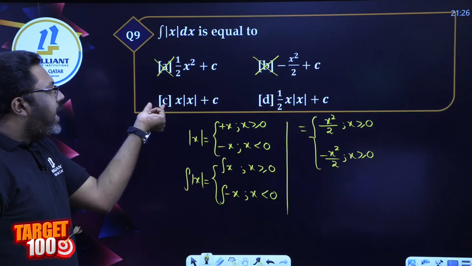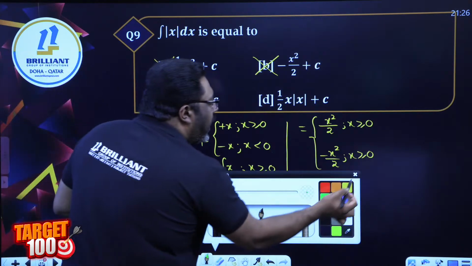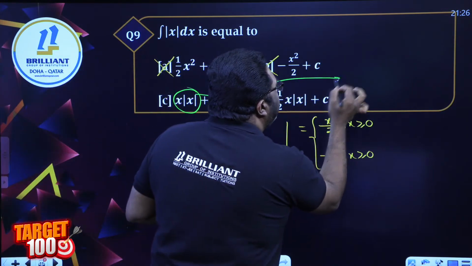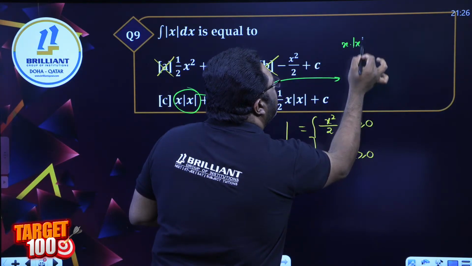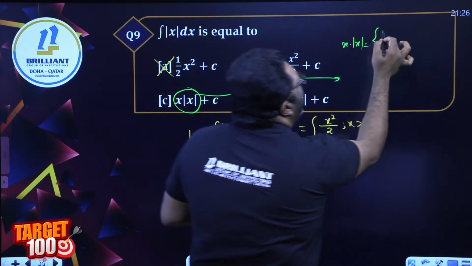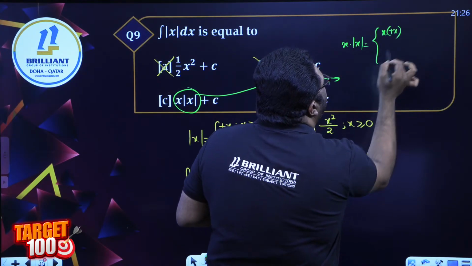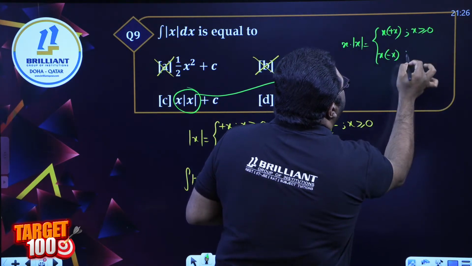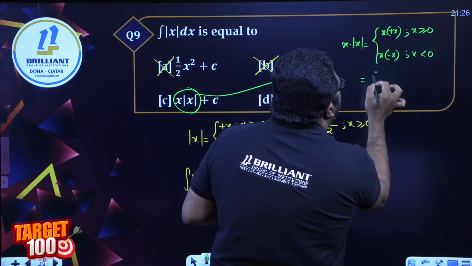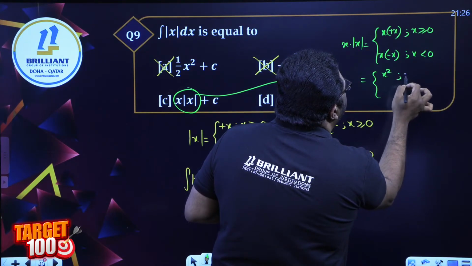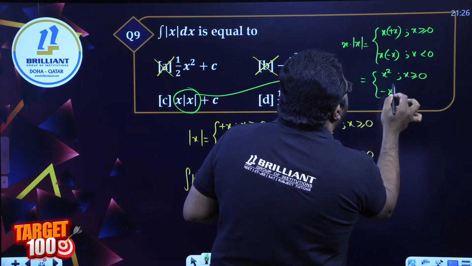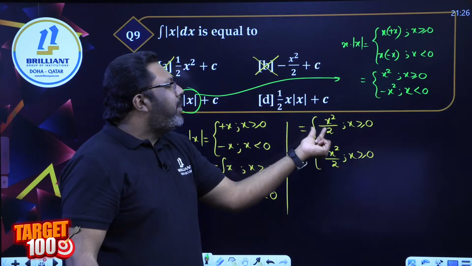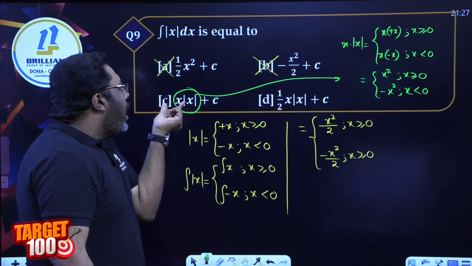Answer C is x mod x. Try to analyze this answer, my dear students. What is actually x mod x? X mod x can be either x into positive x or x into negative x. Positive x for greater than 0, negative x for less than 0. So it's actually positive x squared when x is greater than 0 or negative x squared when x is less than 0. But definitely my answers are x squared by 2 and minus x squared by 2. So it's not x mod x.